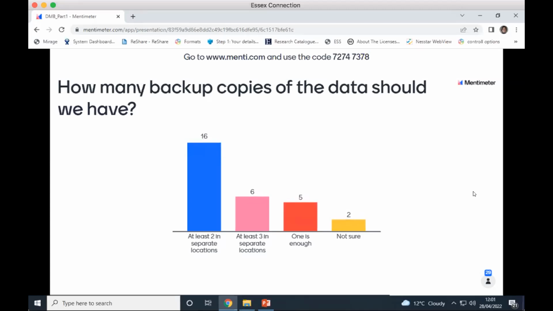Okay, so I see the most popular answer is at least 2 in separate locations. And while that is good, we were actually looking for at least 3 in separate locations. That is what we recommend as best practice, just because it gives that extra safety, if you will. If you only have, because there's so many different causes, right, of a copy not working.